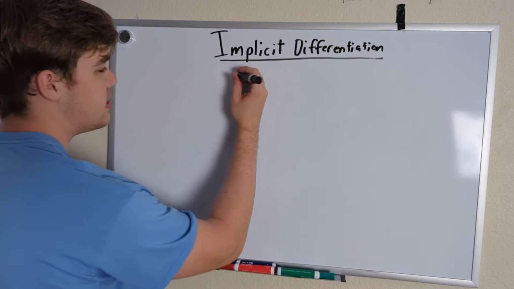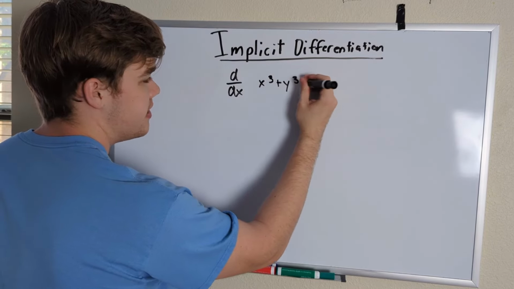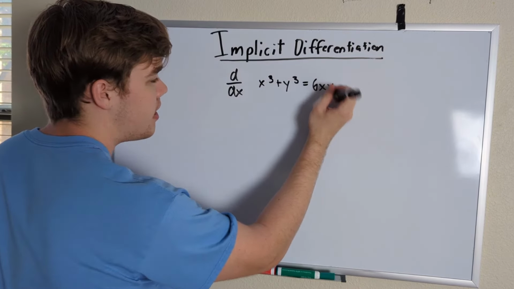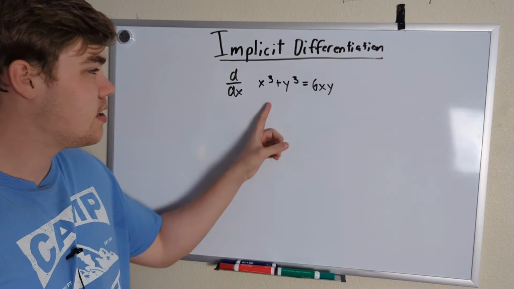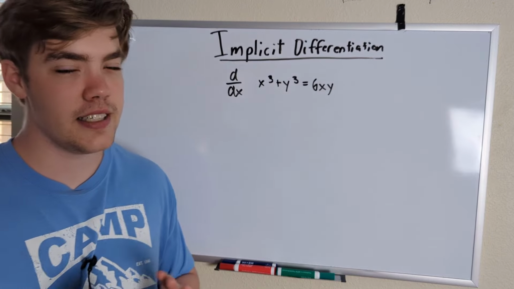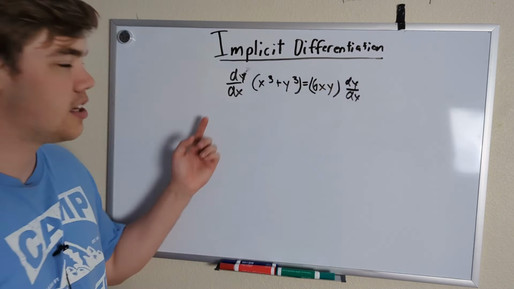So in this example, we need to find the derivative. x cubed plus y cubed is equal to 6xy. This is a little bit more complex, but mostly keeps the same strategies as before. Since we have the y variable within our equation, we do need to find dy/dx. So let's find it for both sides of this equation.